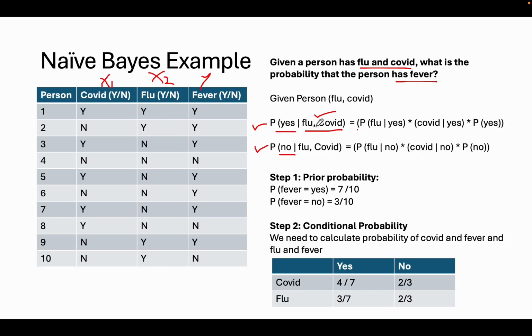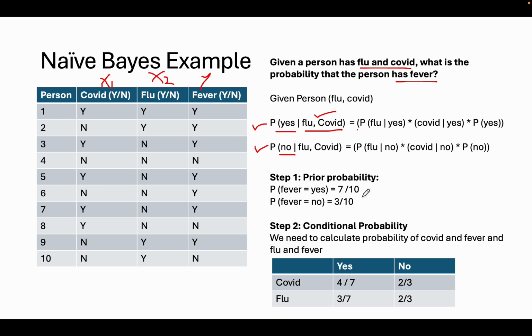We are going to take each feature and then take the probability of it given that the person has fever, multiply the second feature, which is COVID, given that the person has fever, and then we multiply it with the probability that the person has fever. So step one for this is to calculate the prior probabilities, meaning that we first have to calculate how many people out of these 10 people have fever and do not have fever.